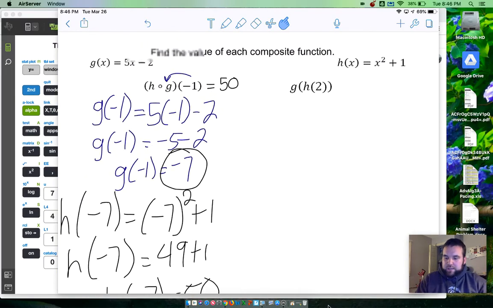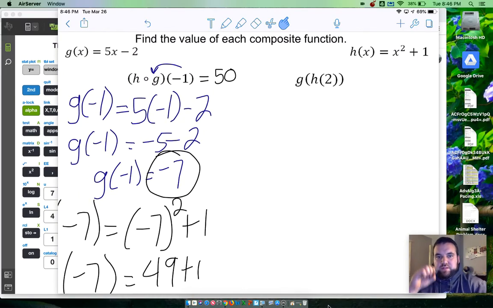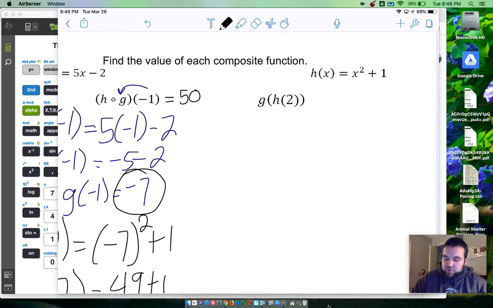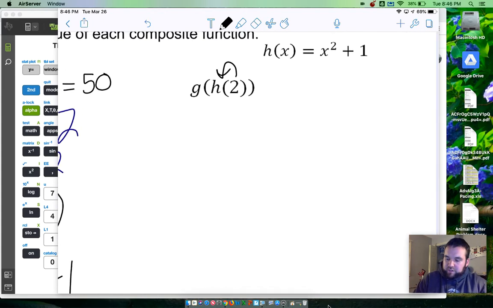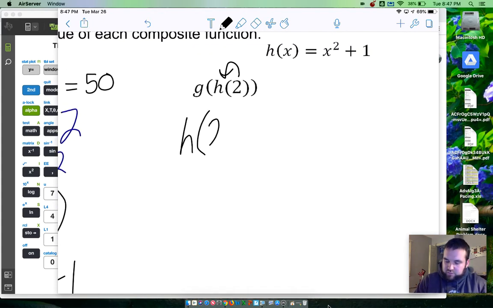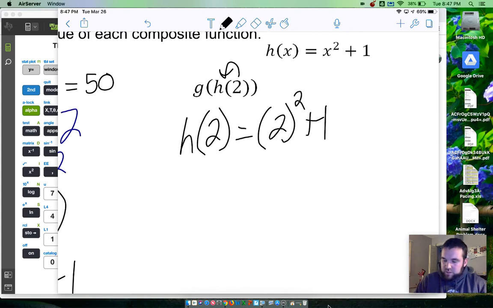Okay. Remember, this is the other way that you'll see it. Sometimes it's an open circle like this. Sometimes it is just the double parentheses like that. It means the same thing. g of h of 2. So I'm going to take 2 and plug it into the h function. h of 2 equals 2 squared plus 1. 2 squared is 4. Add 1 is 5.